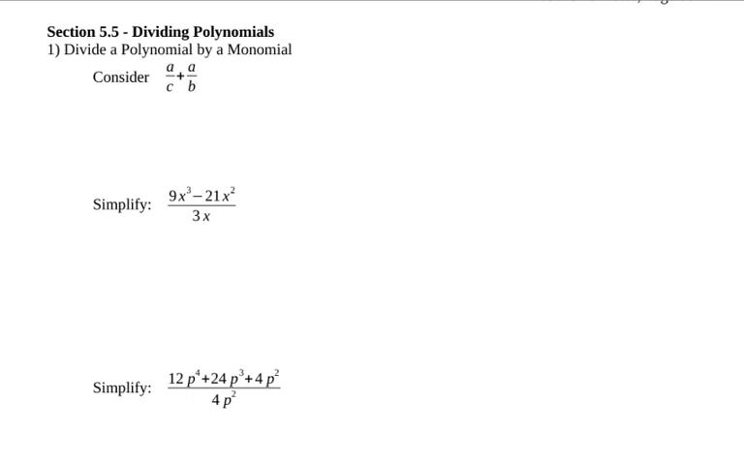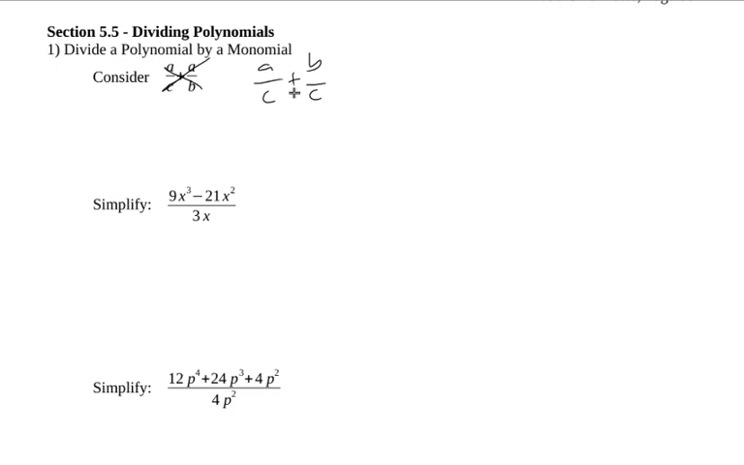Okay, we're just about done with Chapter 5. In Section 5.5, we're actually only covering one objective, and this is dividing a polynomial by a monomial. So let's remember how we add fractions.